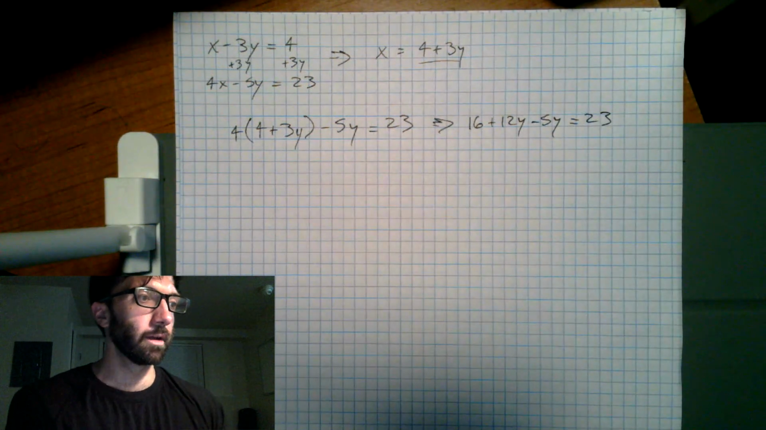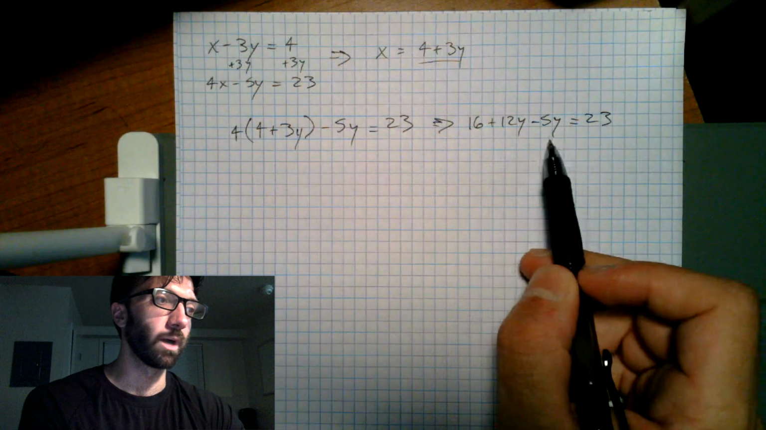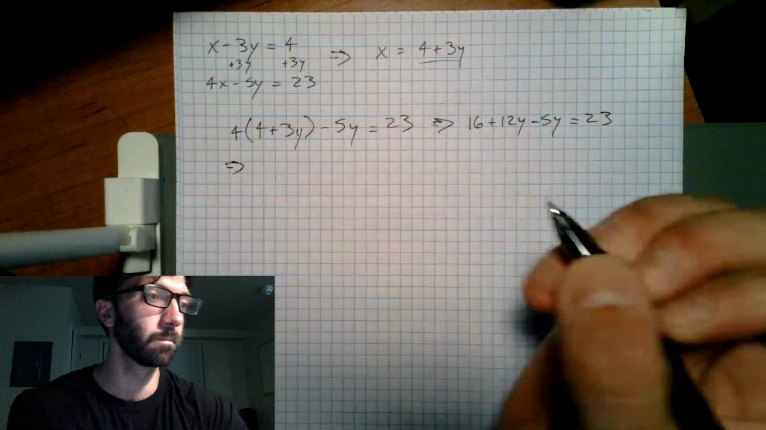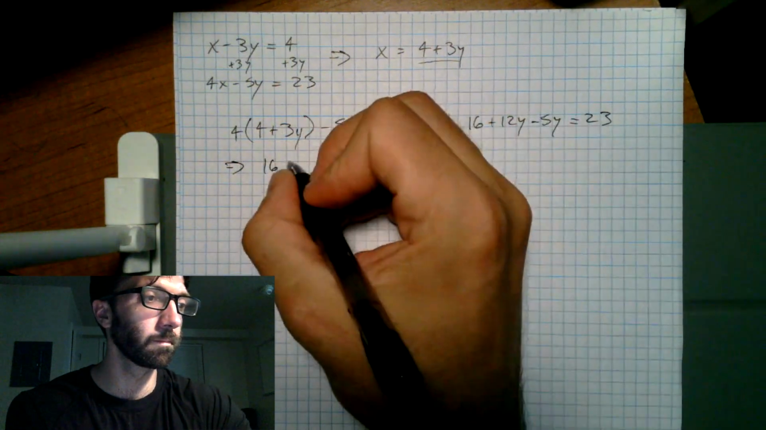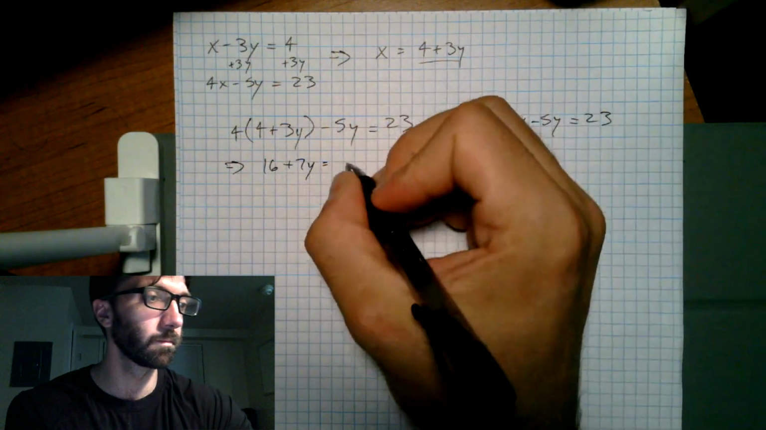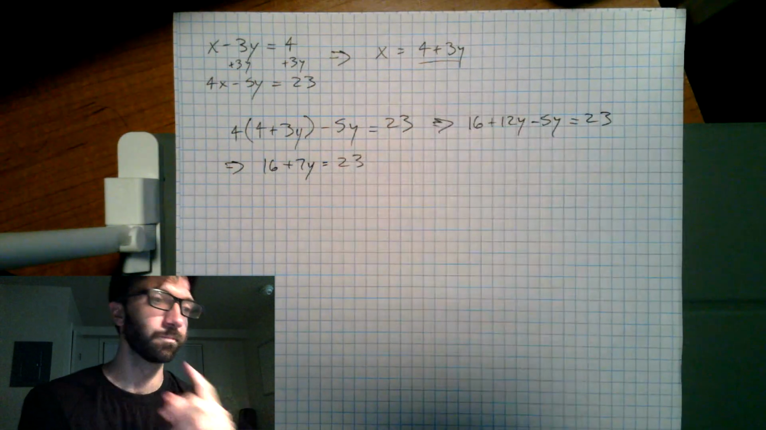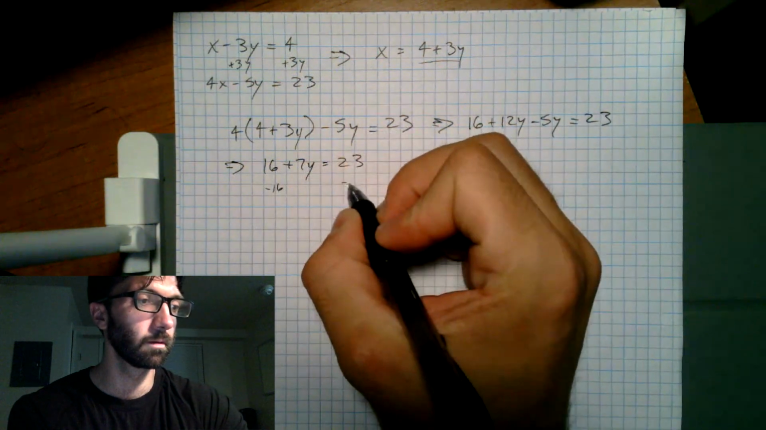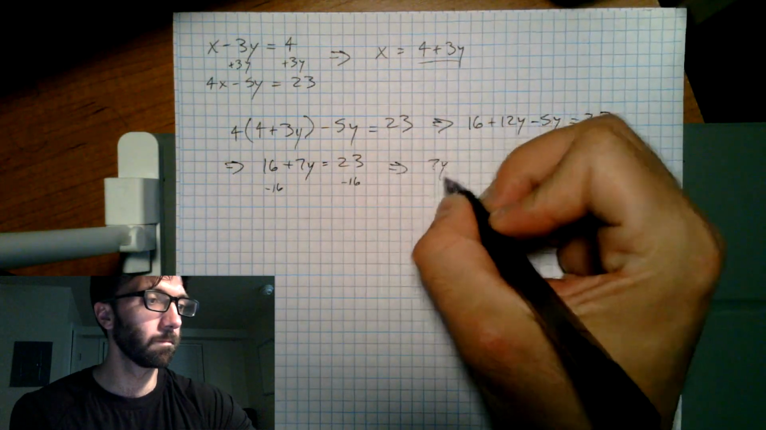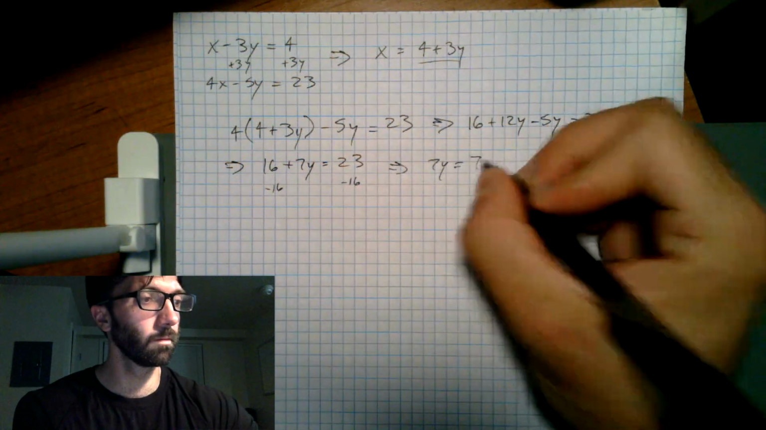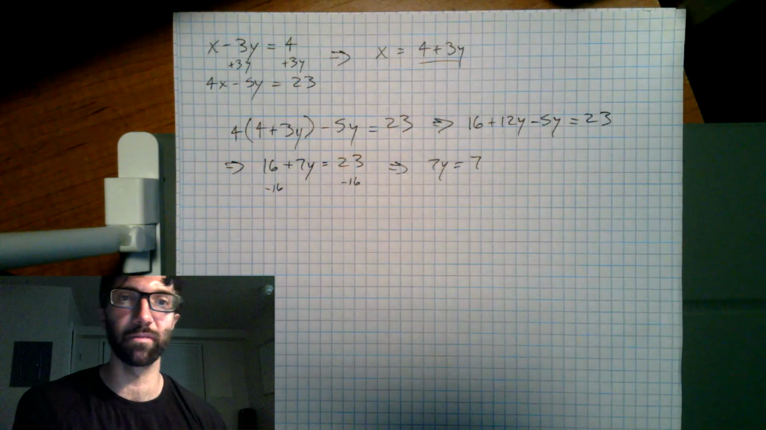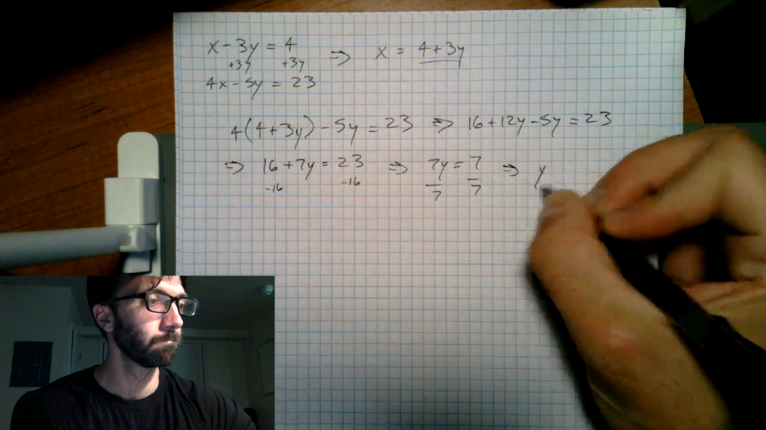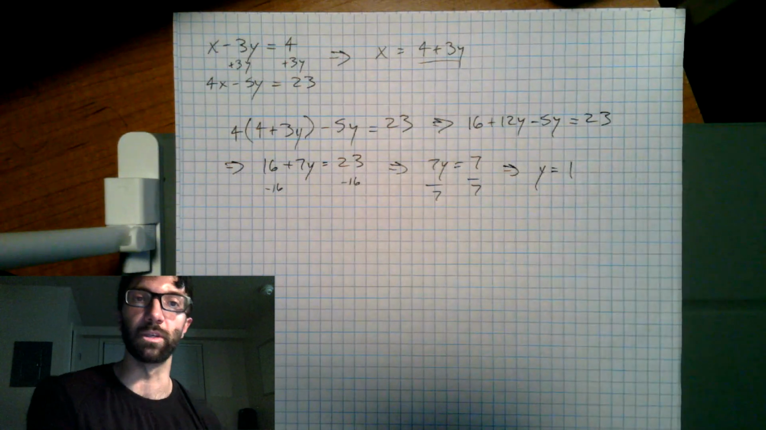And then you just simplify. Combine like terms. We have a positive 12y and a negative 5y. That's going to make a positive 7y. And then we can subtract 16 from both sides. And so we see that 7y equals 7. And then we divide both sides by 7. And so we see that y equals 1.